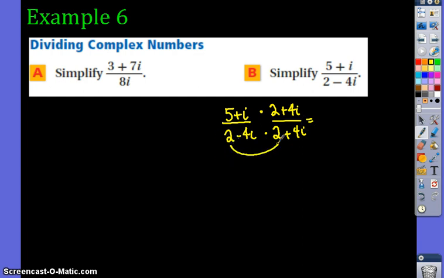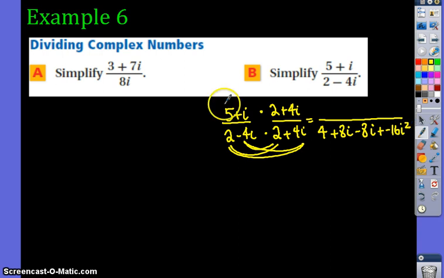This becomes a 4. This becomes a positive 8i. This becomes a negative 8i, and those will just wind up canceling. And then this becomes a negative 16i squared. In the numerator, this is a 10, and then this is a plus a 20i. This winds up being plus 2 more i, and then this winds up being plus 4i squared.